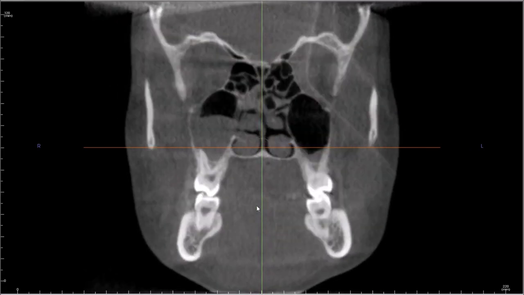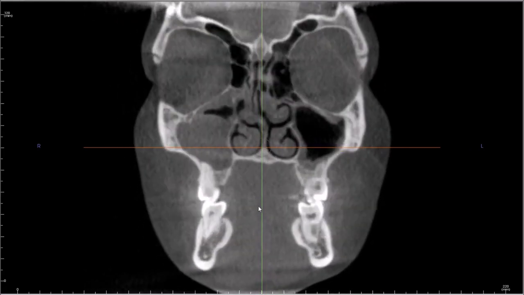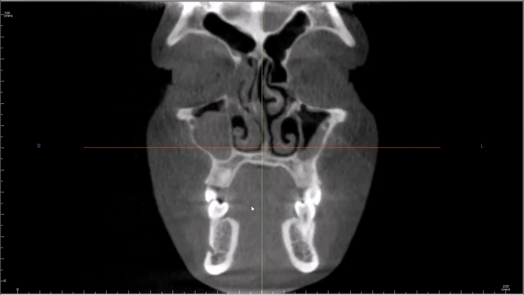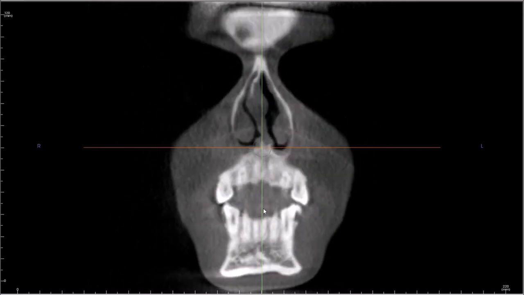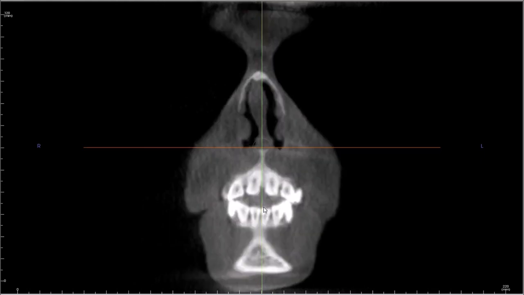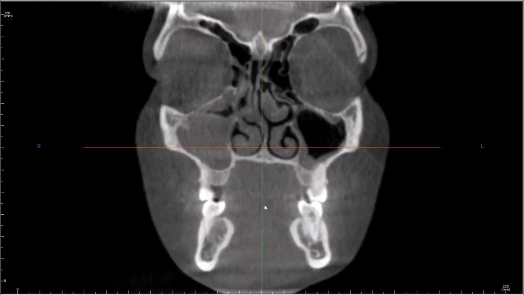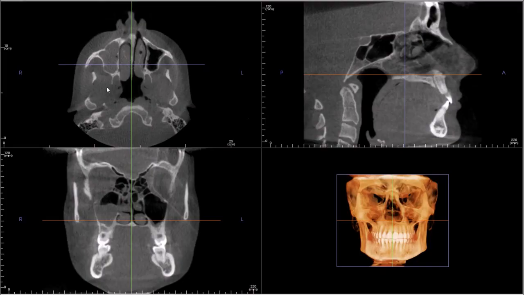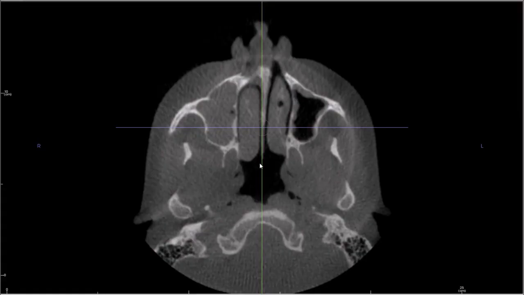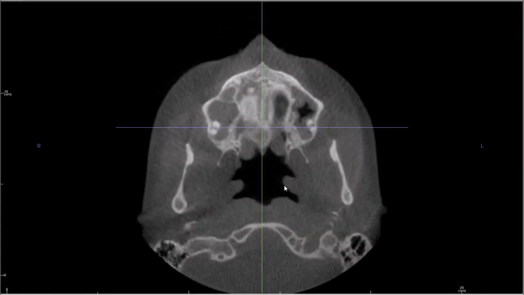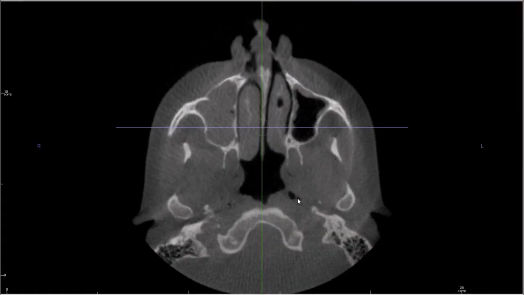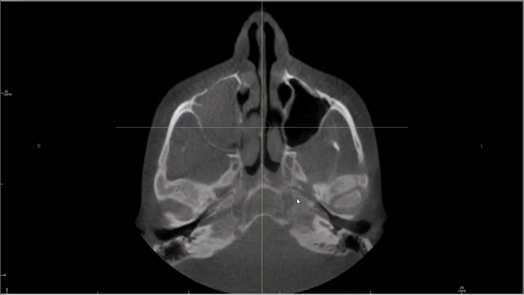Well, not much going on in the teeth. The teeth and dentoalveolar bone appear pretty normal. So let's just look at some anatomical structures. And I like looking in the axial plane. A lot of different things you can see, especially for these that get the entire skull base.